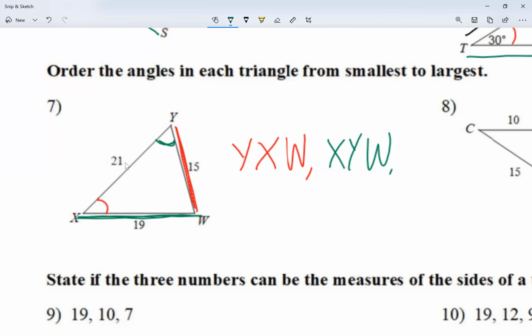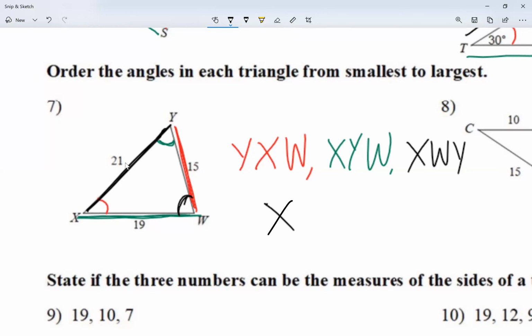Okay, now let's take a look at my biggest side. In this case, the biggest side is 21. So my biggest angle is this one. I'm going to use 3 letters, but in this case, W is in the center. So let me call this XWY. Again, for angles, 3 letters always works. Sometimes it's okay to use only 1 letter. I could have called the first angle X, the second angle Y, and the third angle W. I could have used 1 letter in this case.